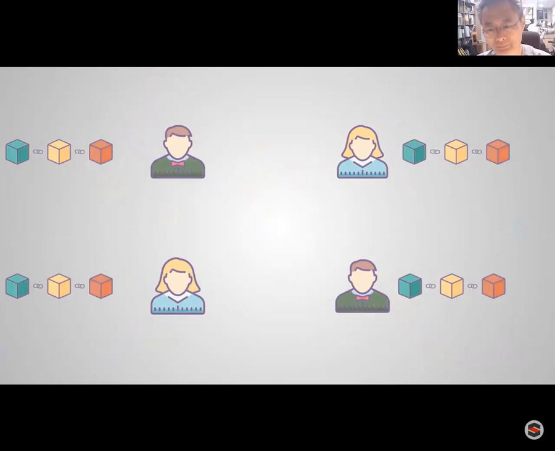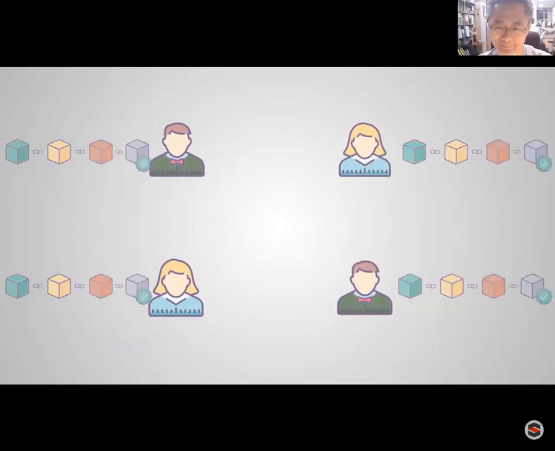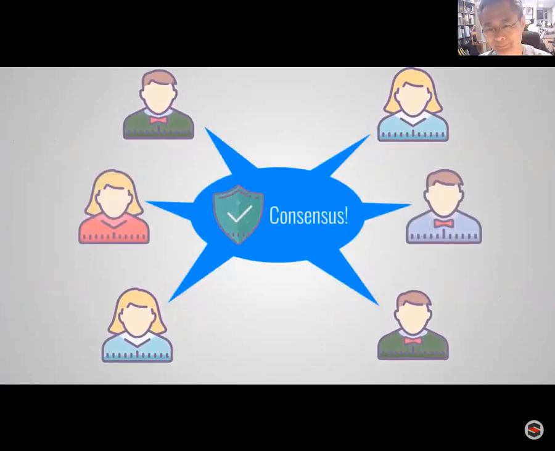Now, let's see what happens when someone creates a new block. That block is sent to everyone on the network. Each node then verifies the block to make sure that it hasn't been tampered with. And if everything checks out, each node adds this block to their own blockchain. All the nodes in this network create consensus. They agree about what blocks are valid and which aren't.